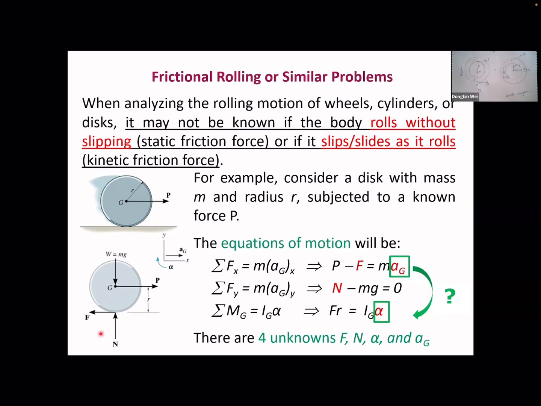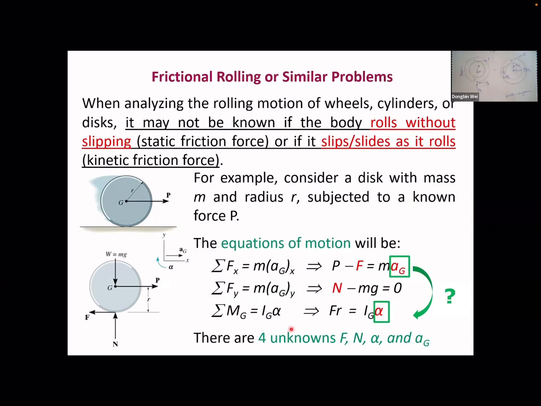Initially, you don't know. Anyway, we still can establish our three equations. The first two are for the translational component, and here we assume we already know the external driving force P, but we don't know friction force F. Along the X direction, we only have P and F. We assume we know P, but normally the friction force F is unknown, because at this moment you don't even know whether it's kinetic or static friction force. We also don't know Ag. Along the Y direction, we have the reaction force N, but N may be easily resolved.